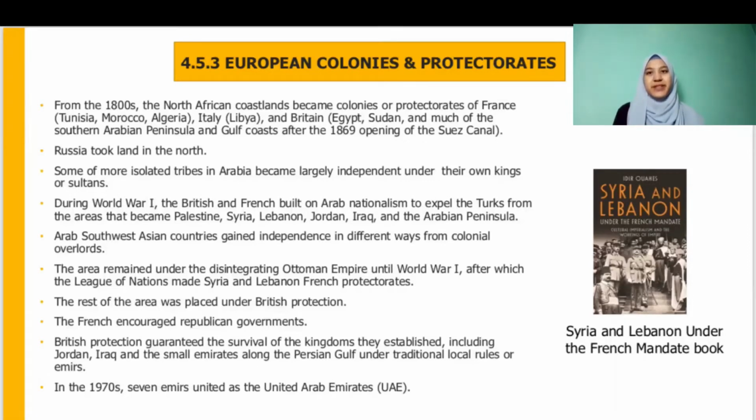The area remained under the disintegrating Ottoman Empire until World War I, after which the League of Nations made Syria and Lebanon French protectorates. The rest of the area was placed under British protection. The French encouraged republican governments. British protection guaranteed the survival of the kingdoms they established, including Jordan, which is still a monarchy until today, Iraq, a monarchy until 1958, and the small emirates along the Persian Gulf under traditional local rulers or emirs.